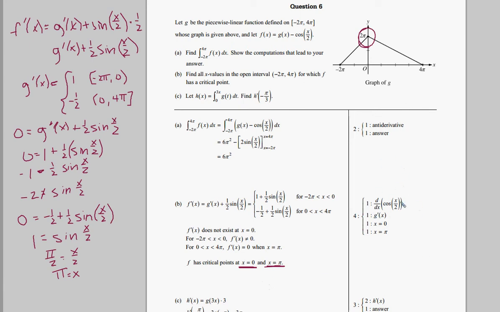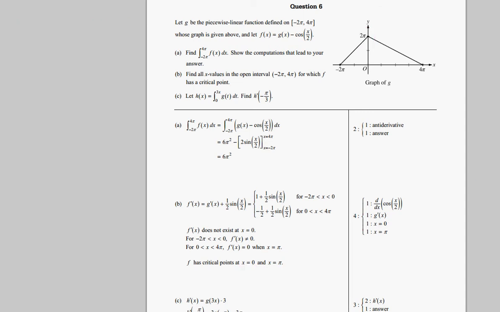You get your points here for finding the correct derivative for cosine of x over 2. That's a great gimme point right there. For recognizing that you have to find the derivative of g being a piecewise function, and then you get a point for that critical point and a point for that. So even if you miss this part right here, you still get the point if you got down to the pi. Okay?